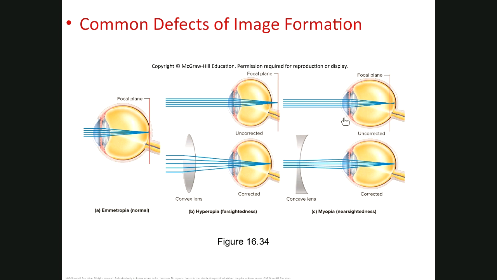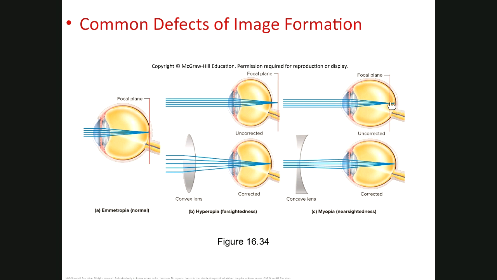Meanwhile, the eyeball can also be longer, as in this case. A longer eyeball will also make you blurry because the focal point is in front of the retina. So when it diverges again, you have a blurred image here on the retina.